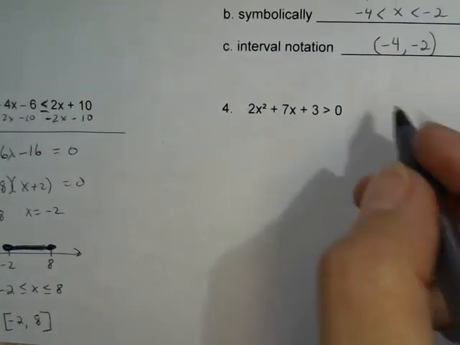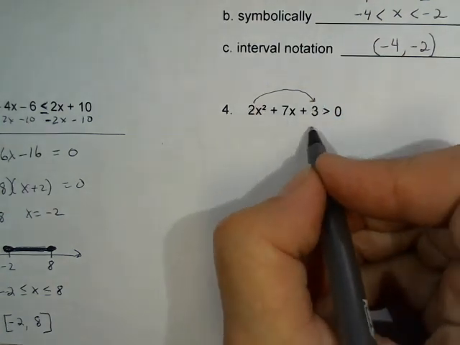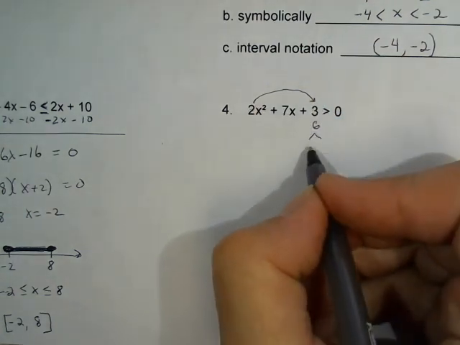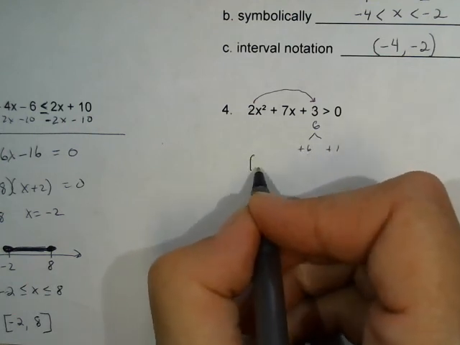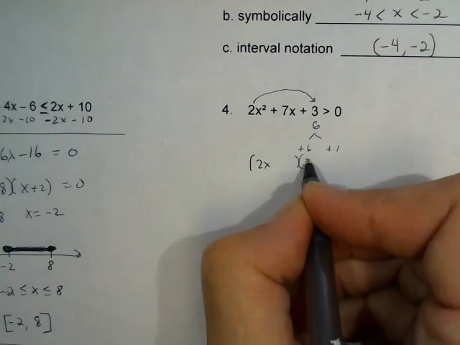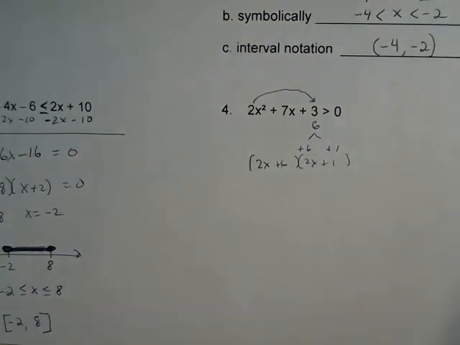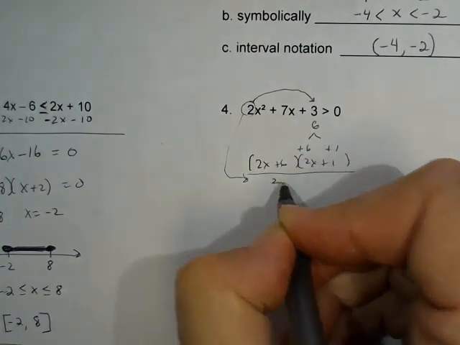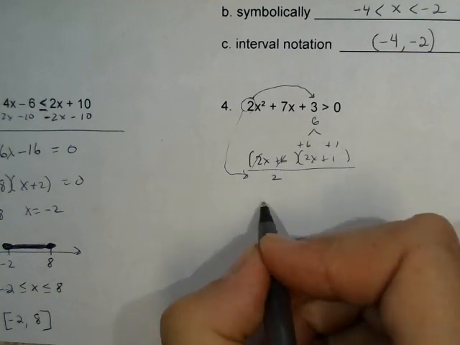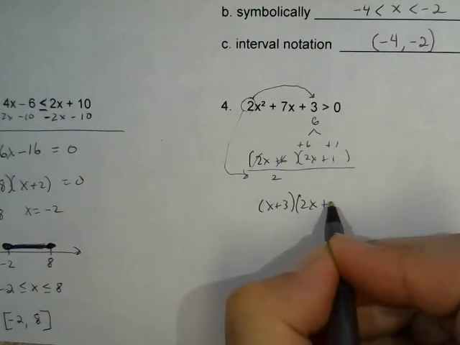And then the last example, we have a factor in, factor out problem. 2 times 3 is 6. The factors of 6 that add up to 7 are positive 6 and positive 1. So we have a 2x in both parentheses, a plus 6 and a plus 1. And we have to make sure we divide it all out by 2. So this becomes x plus 3, and this becomes 2x plus 1.